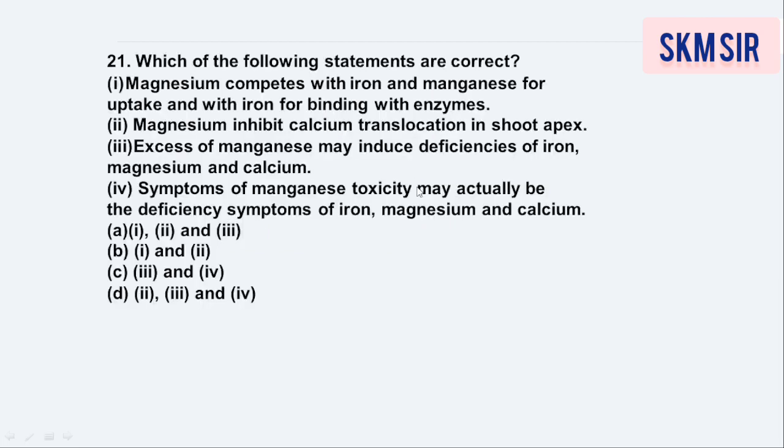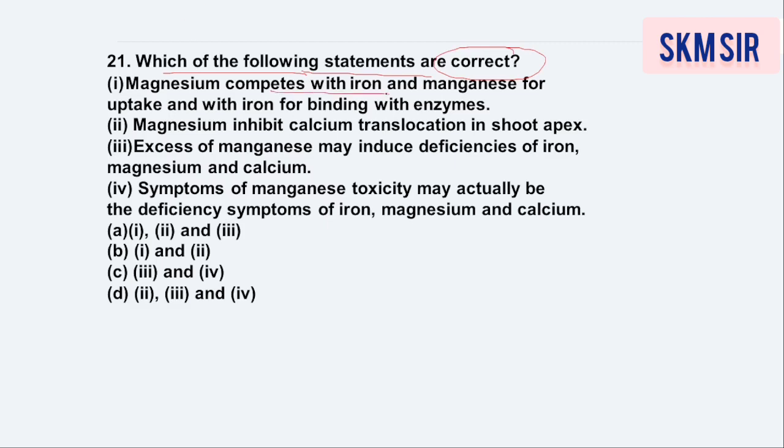The very first question, that is the 21st one. Read it out and mark your correct answer in your notebook. Which of the following statements are correct? You need to find out the correct ones. Read the statements individually and try to solve yourself. I am giving you time.